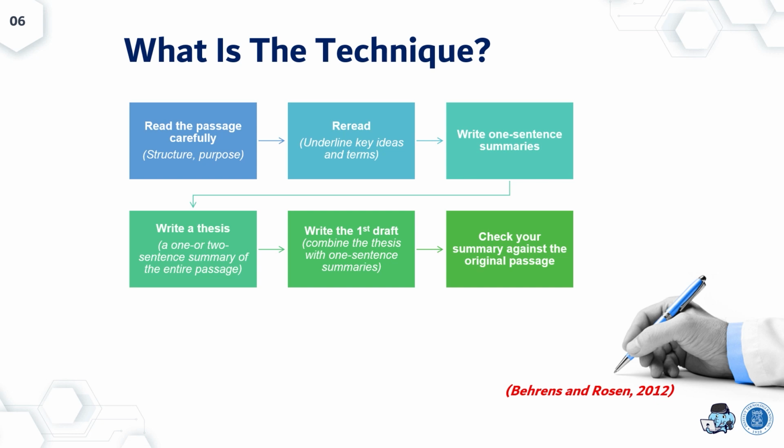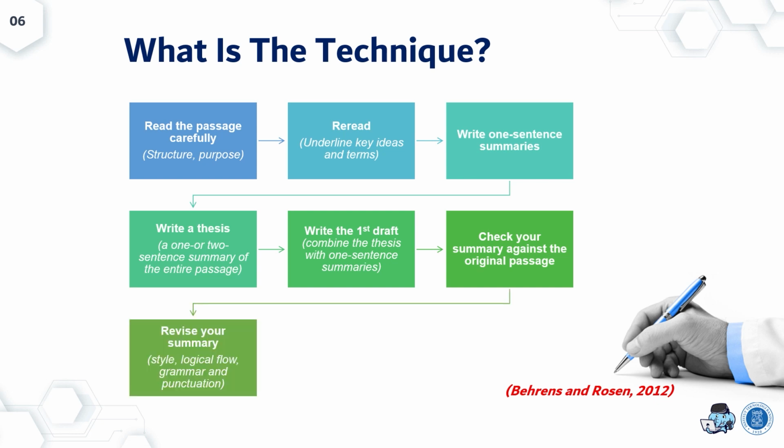And the last one is revise your summary. Please check the style, the logical flow, and also grammar and punctuation because they are very important. Here you can also check the spelling because sometimes you misspell some words. And then check the coherence of the sentences so that your summary will be united and coherent. Okay, so that's the technique of making a good summary. There are 7 steps. I hope you can follow the steps and try to make a good summary.